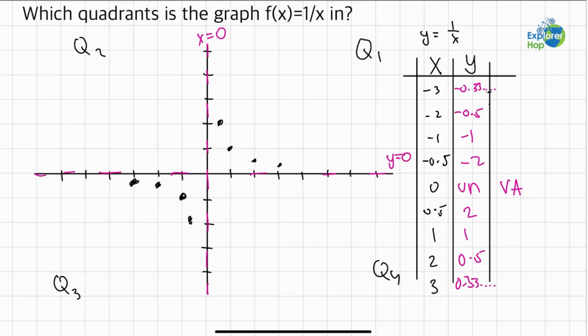And we can see that the behavior of the graph is always approaching an asymptote. So using this graph and all these values, we can conclude that the quadrants that f of x equals 1 over x is in are quadrant 1 and quadrant 3.